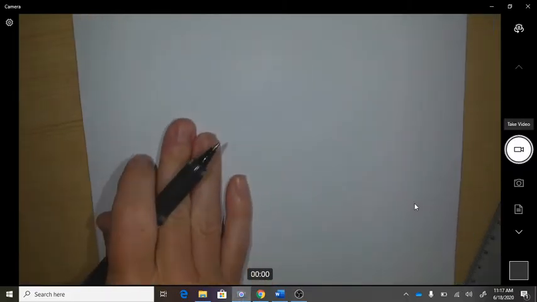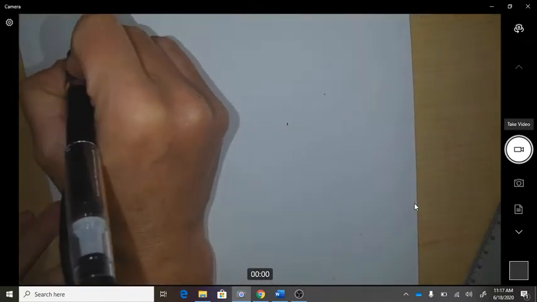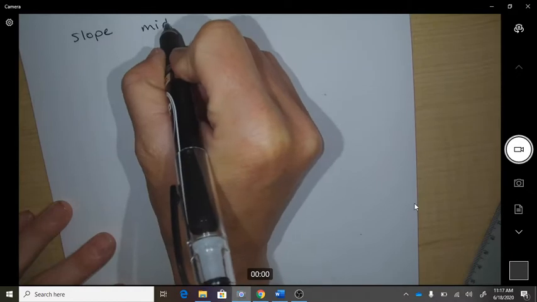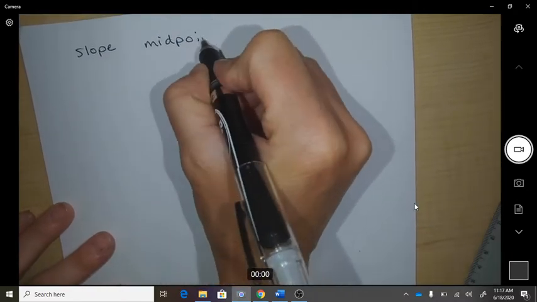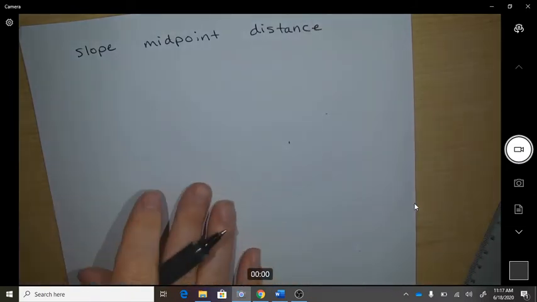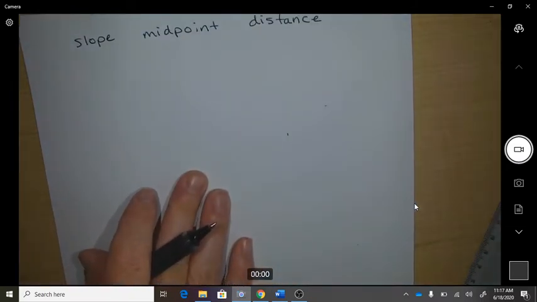Okay, we're going to learn today about slope, midpoint, and distance. Okay, so we actually have formulas for all these.